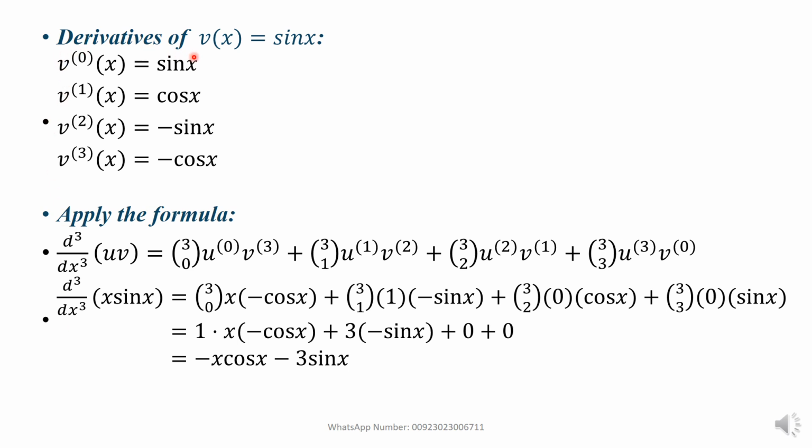Derivative of v(x) equal to sin x. First, you write this function the same. Now we find the first derivative. The derivative of sin x is cos x. Now we again find the derivative of cos x, we get minus sin x. That is the second time. The derivative of minus sin x is minus cos x. We get the third time derivative.